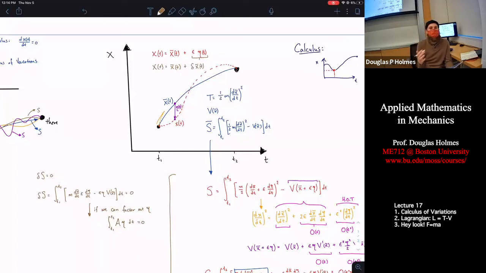So that's the conceptual leap here. Eta is arbitrary. If I can factor this equation so that each term is multiplied by eta, pull out eta, then whatever is left on the inside has to be 0 to minimize that action.